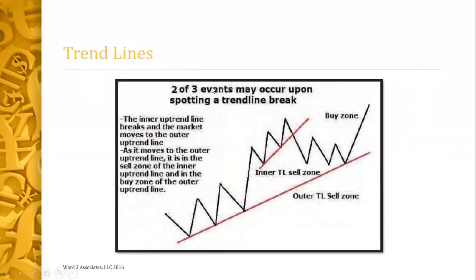Here's the second of three events that may occur upon spotting a trend line break. The inner uptrend line breaks and the market moves to the outer trend line. As it moves to the outer trend line, it is in the sell zone of the inner uptrend line and in the buy zone of the outer trend line.